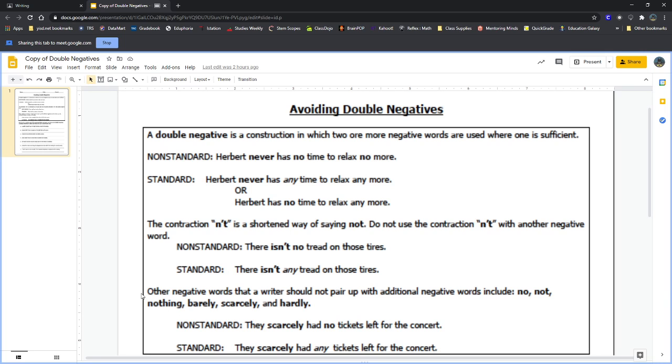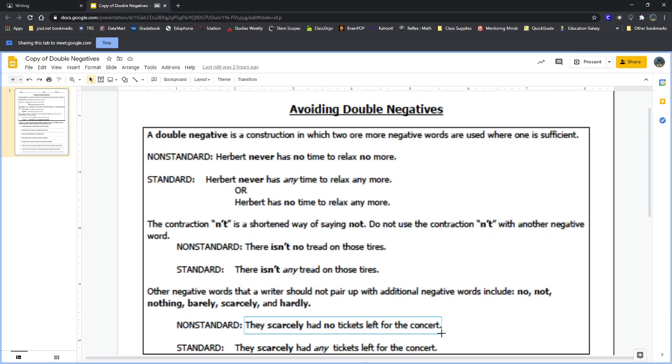Another example they have for us here. Other negative words that a writer should not pair up with additional negative words include no, not, nothing, barely, scarcely, and hardly. So again, sometimes people use double negatives because they don't really realize they're using a double negative. So they think, oh, well, I didn't use no two times or not two times in my sentence. But there are other words that are negative words, like nothing, or barely, or scarcely, or hardly.